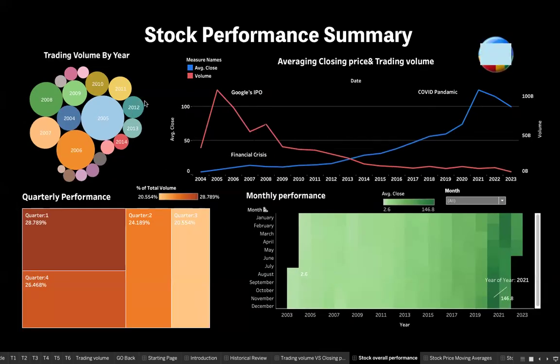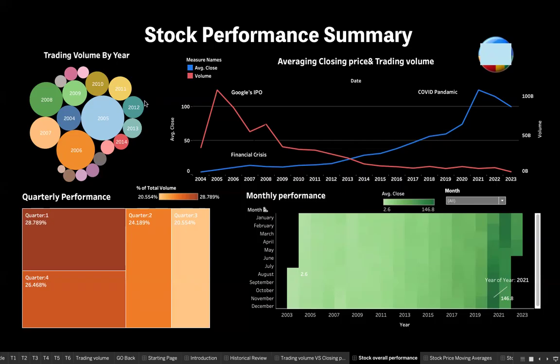So I'm going to talk about the stock performance. This dashboard provides an overview of stock performance, focusing on average closing price and trading volume. Over time, we will explore how major events like Google's IPO, the financial crisis, and also the COVID-19 pandemic impacted this trend. So let's start with the bubble chart on the left.